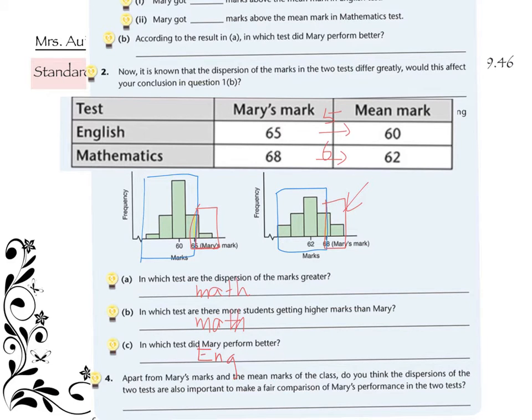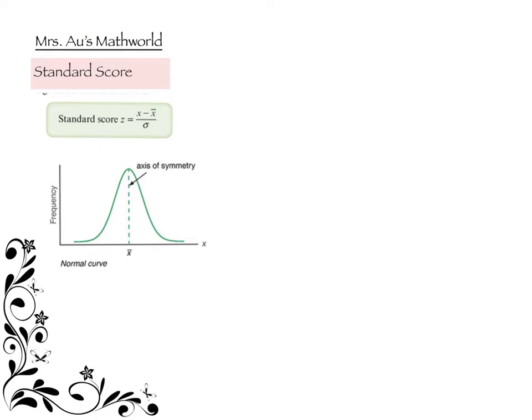Remember the use of dispersion. The dispersion is measured by the standard deviation. That means we can check which dispersion is greater or smaller by checking their standard deviation. So this is the thing called the standard score. For the standard score, x is the original score, from which we subtract the mean mark. And then we divide by the standard deviation to know the position of Mary compared to her classmates.